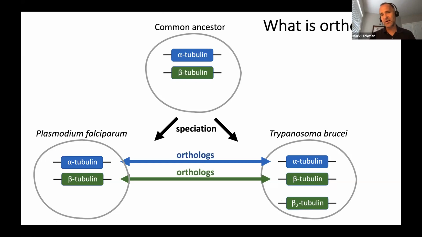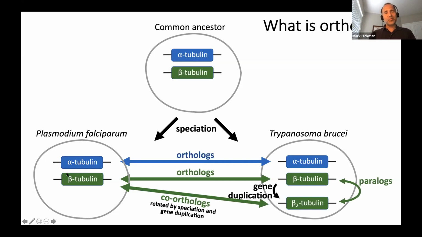Orthologs are created through the process of speciation. They just maintain the alpha and the beta versions of tubulin. Then Trypanosoma goes on about its life, and it actually duplicates the beta version of the gene, and it creates a beta 2. And those are termed paralogs. When you have more than one copy of a gene, it's resulting from gene duplication. Those are called paralogs, or paralogous genes.